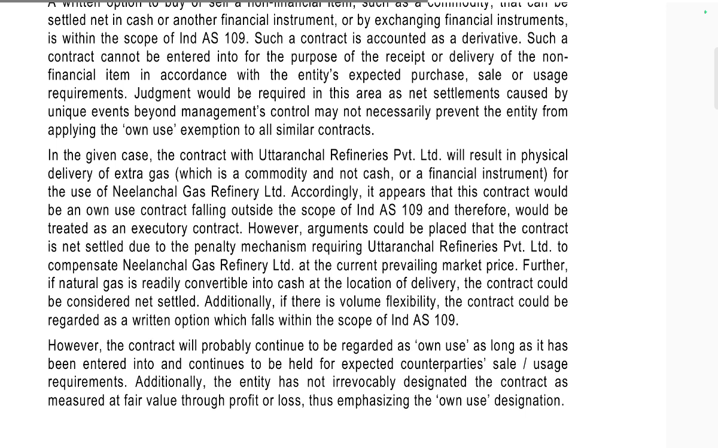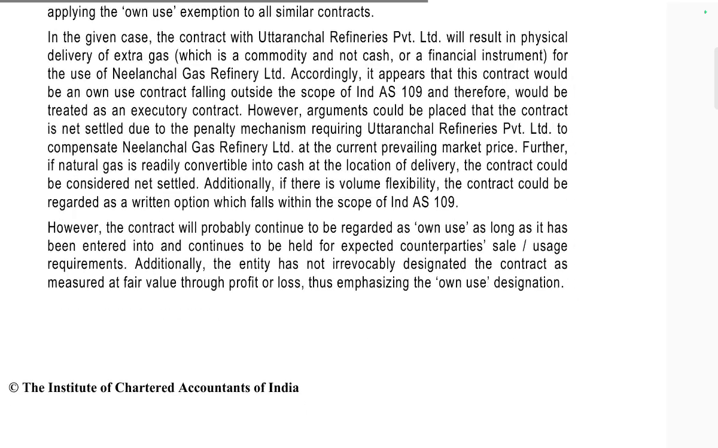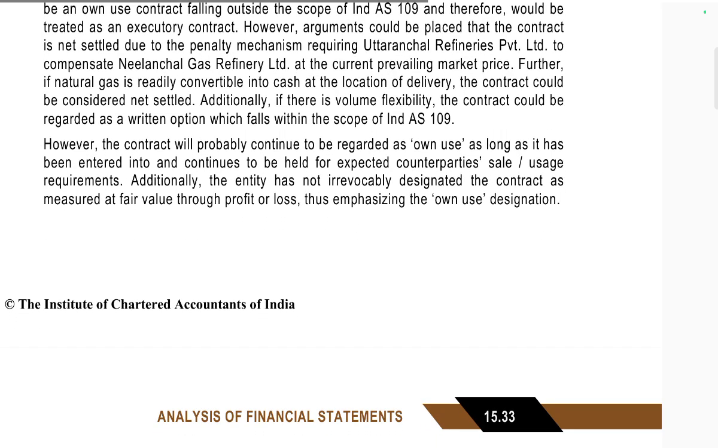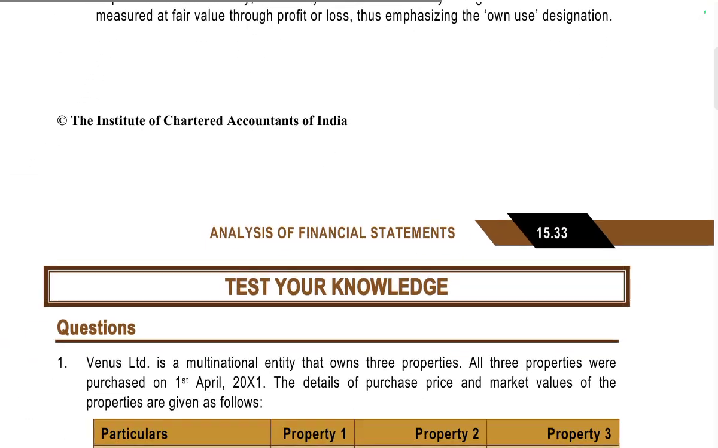However, judgment should be applied, as the contract may be settled due to the penalty mechanism under which the refineries are to compensate the natural gas company at the current prevailing market price. Further, the natural gas is readily convertible to cash at the location of delivery, so the contract would be considered as net settled. In addition, if there is a volume fluctuation, the contract would be regarded as a written option, which falls in the scope of Ind AS 109. However, the contract will probably continue to be regarded as an own use contract entered into and continuing to be held for the expected counterparty sales unless required otherwise. In addition, the entity has made no irrevocable designation of the contract as measured at fair value through profit or loss.